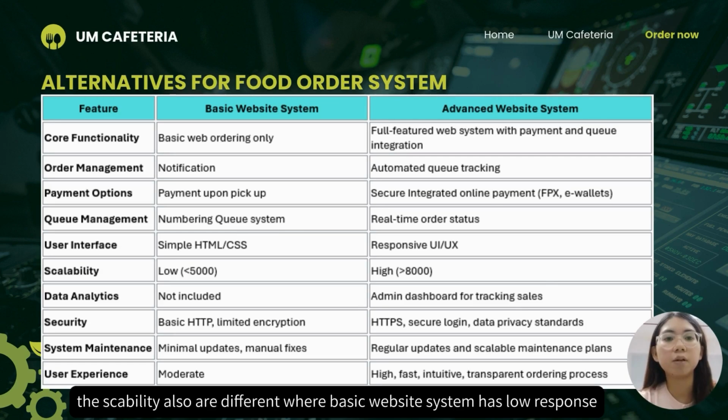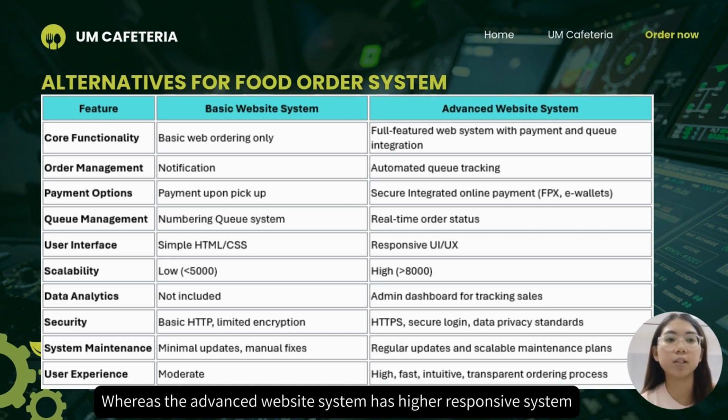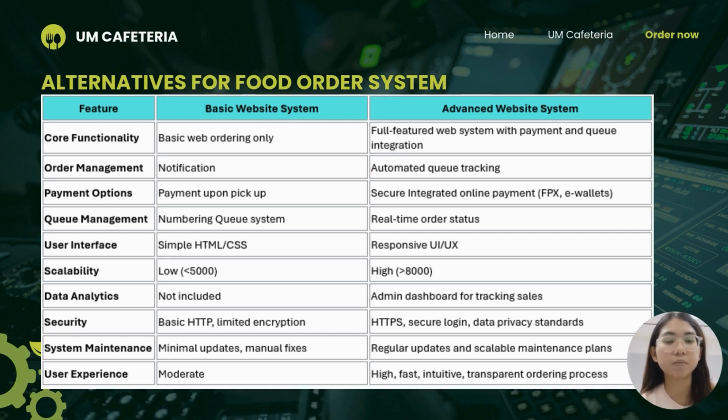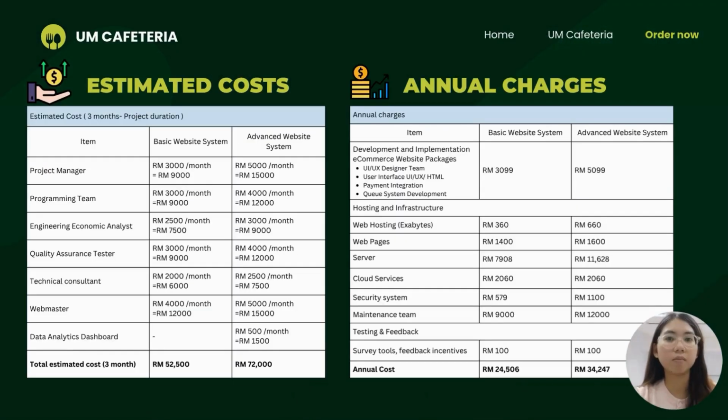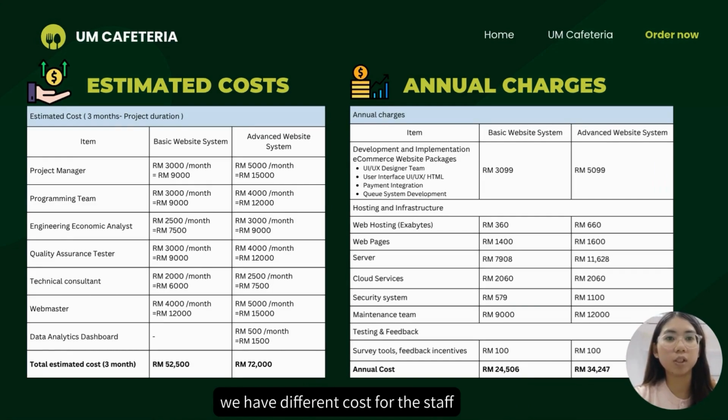The scalability is also different, where the basic website system has low responsiveness, whereas the advanced website system is a more responsive system. As for security, system maintenance, and user experience, each type of website also brings different styles and different functions.